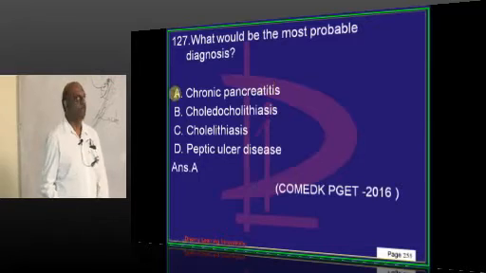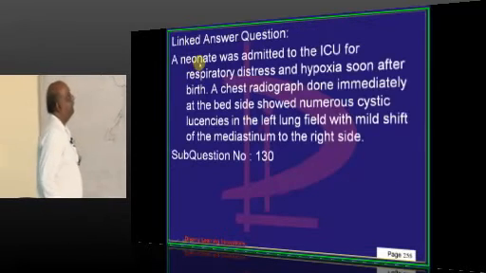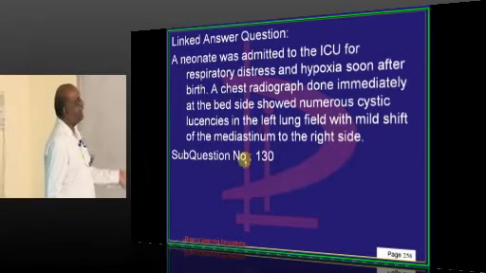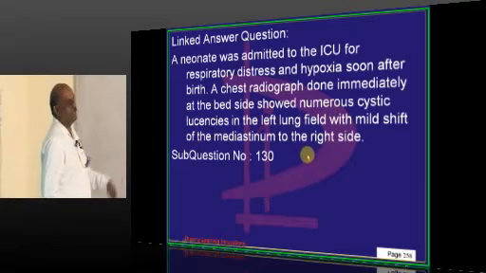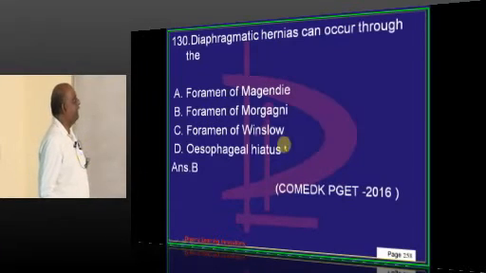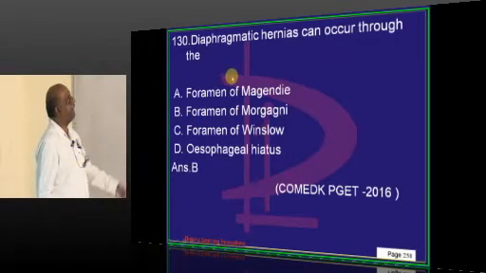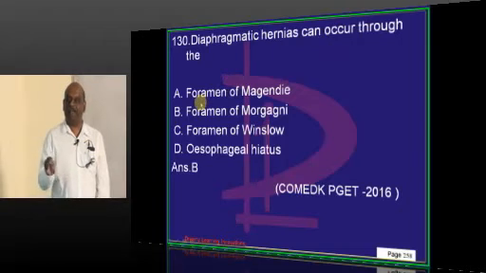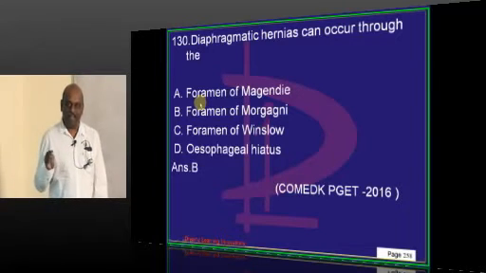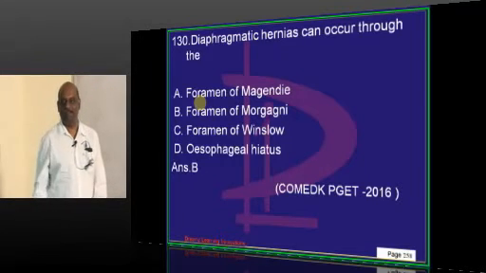Chronic pancreatitis. Then, a neonate was admitted with respiratory distress, hypoxia and cystic lucencies in the left lung field. Which diaphragmatic hernia is it? Diaphragmatic hernia. Morgagni's hernia is a name of a diaphragmatic hernia. Do you know or not? You will get a seat in COMEDK.